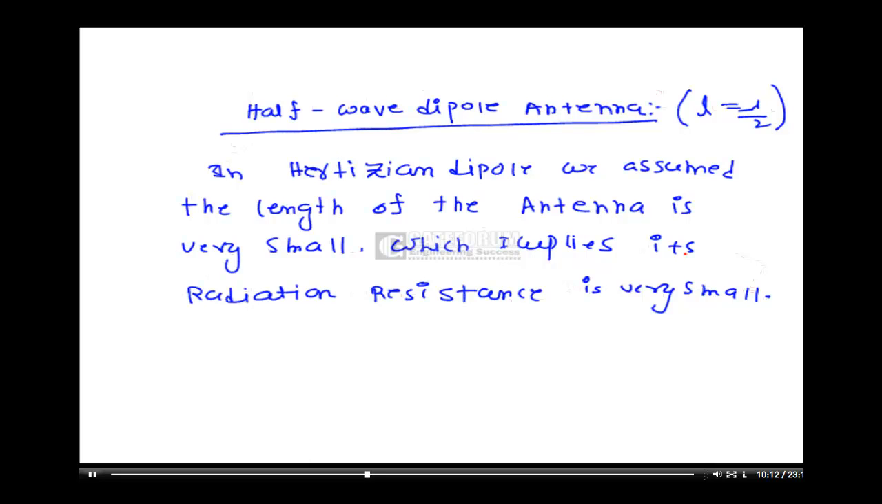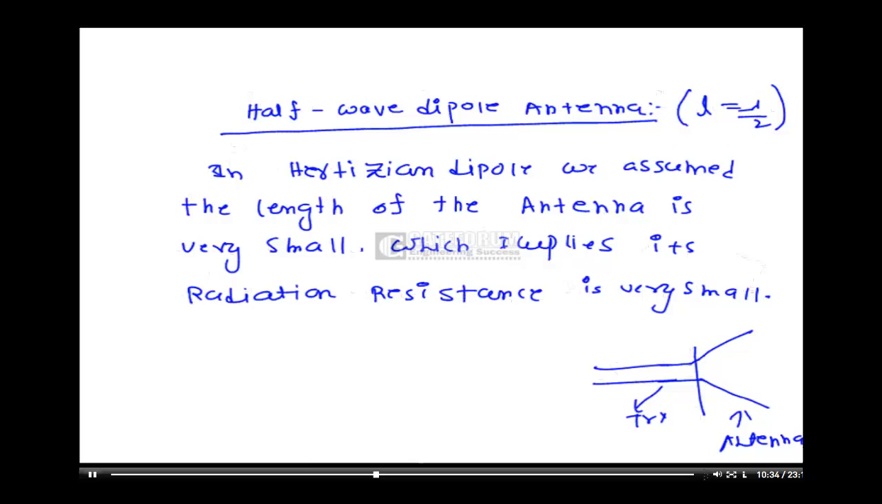Actually, generally, what is the basic procedure? This is the transmission line. This is the antenna. We have to match this transmission line to an antenna. Generally, transmission lines are 50 ohm, 100 ohm transmission lines exist.